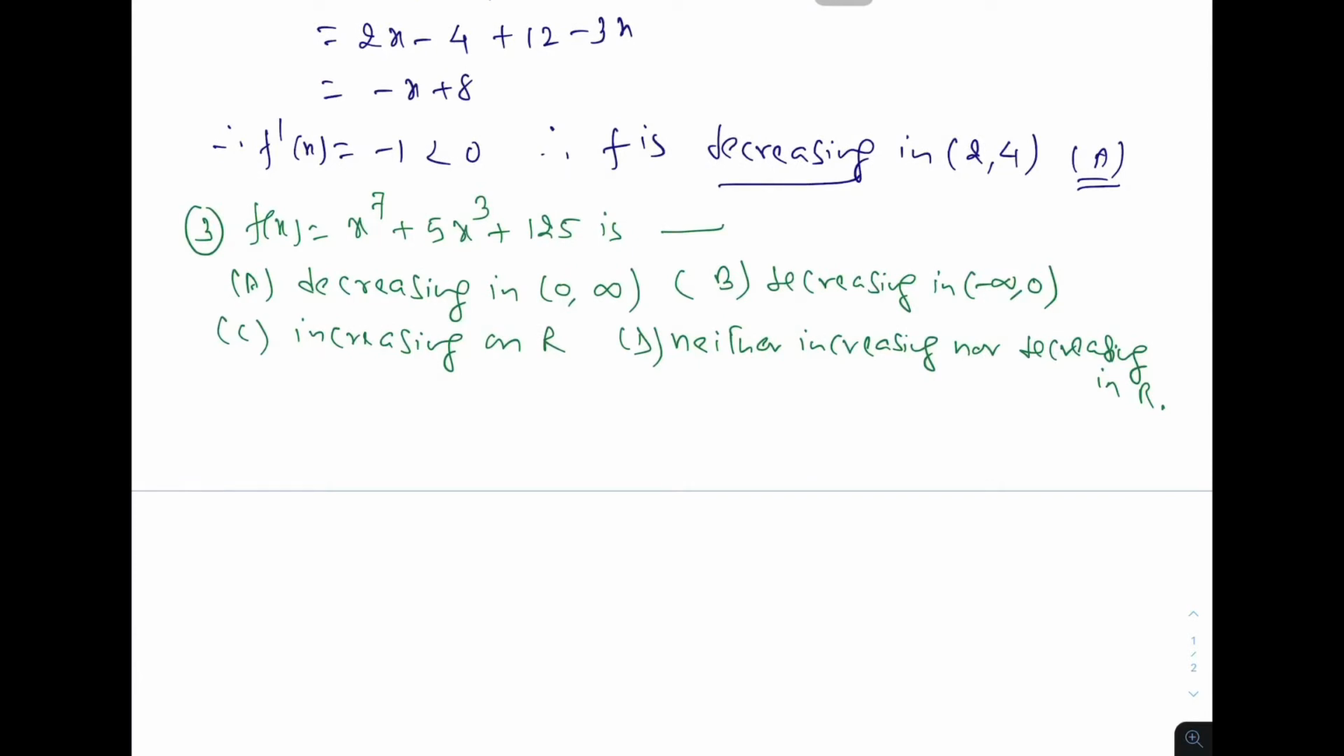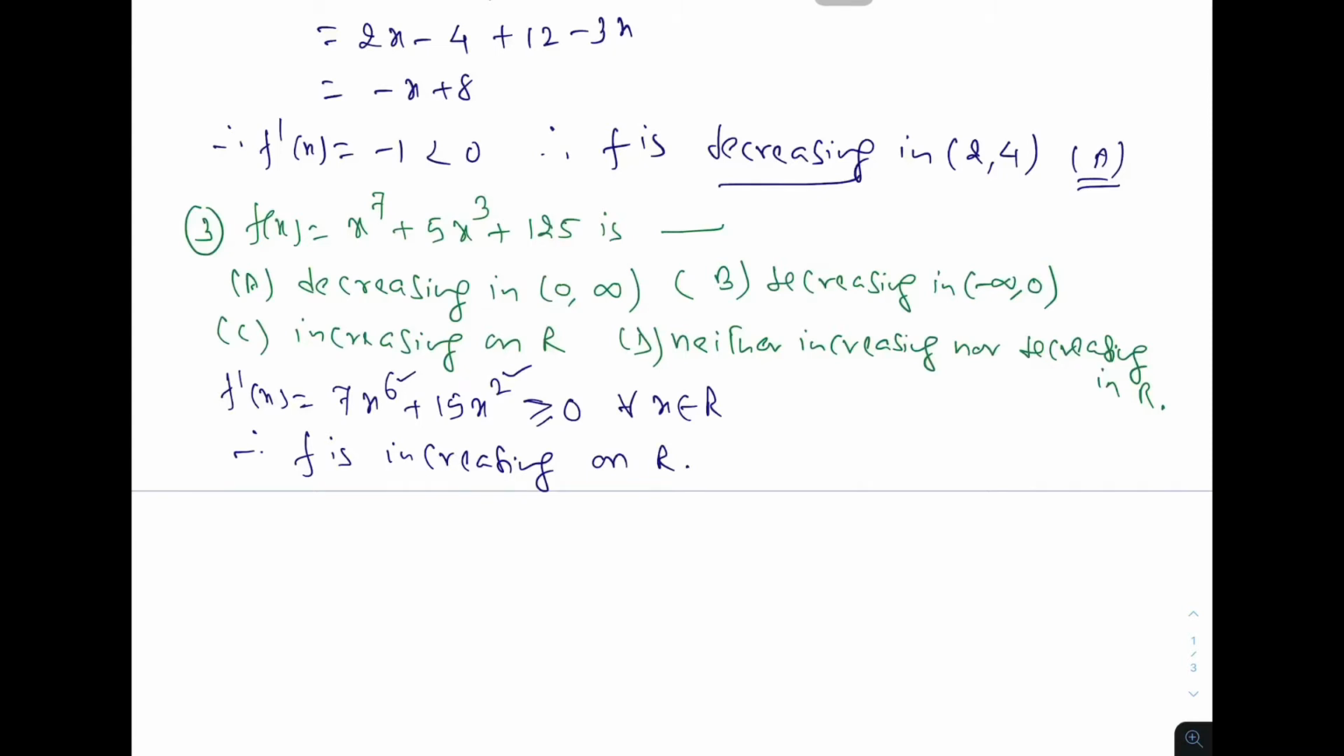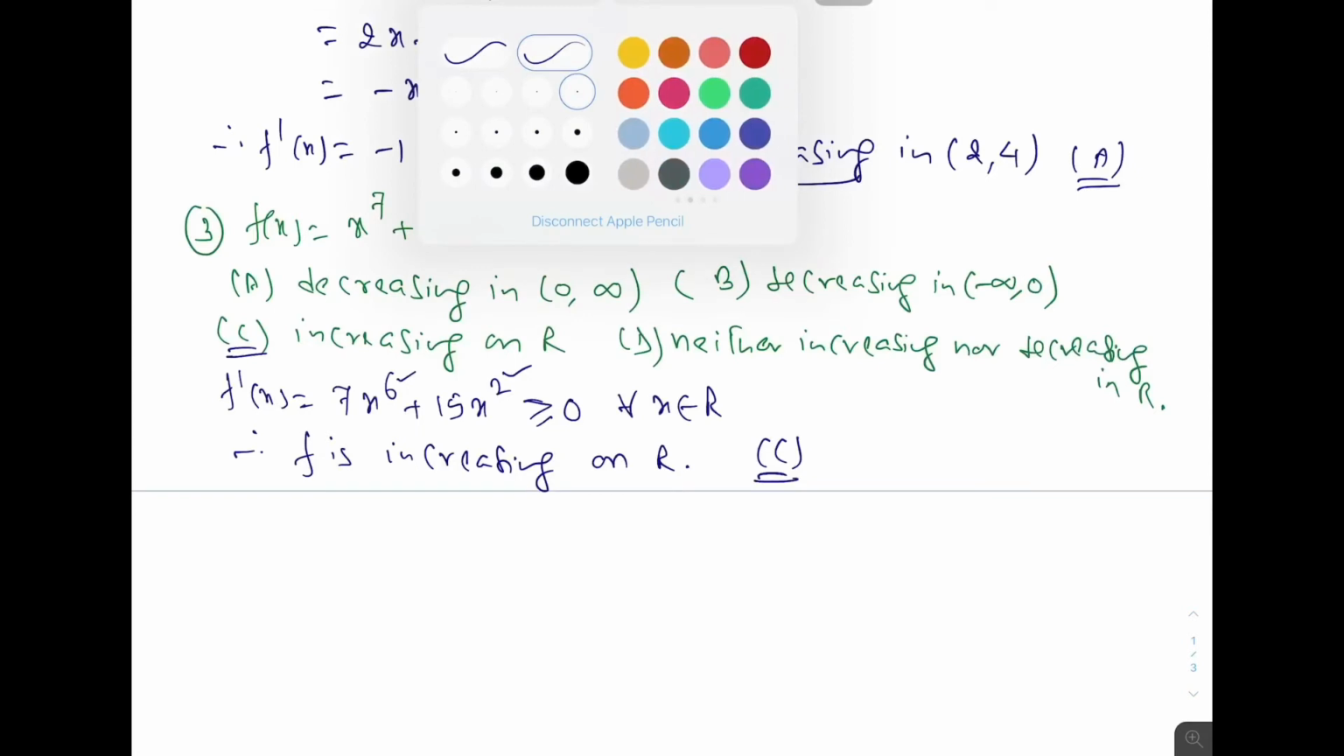So this is again an easy example. So let us take f dash x. That is 7x power 6 plus 15x square, and this is always greater than or equal to 0 for any x belongs to R, because power is 6, power is 2. So therefore f is increasing on R. So the C option is correct.